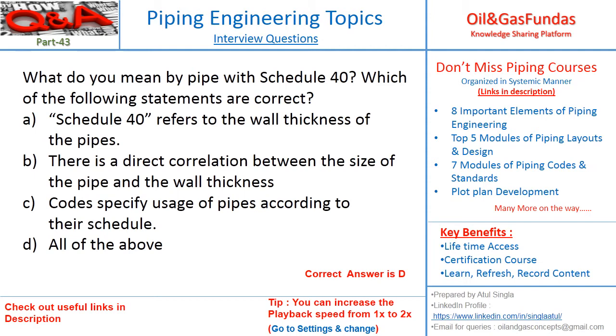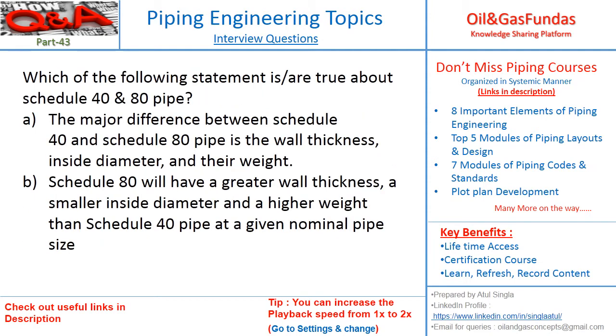Schedule 40 is representing the wall thickness. Yes, schedule 40 refers to wall thickness of the pipe. This statement A is true. There is direct correlation between the size of the pipe and wall thickness. Yes, this is also true. The wall thickness is representing the size also. Code specify uses of pipes according to their schedule. Yes, as per 36.10, we can always check out the schedule number against each thickness. So the correct answer is D. All three statements are correct related to pipe schedule 40.